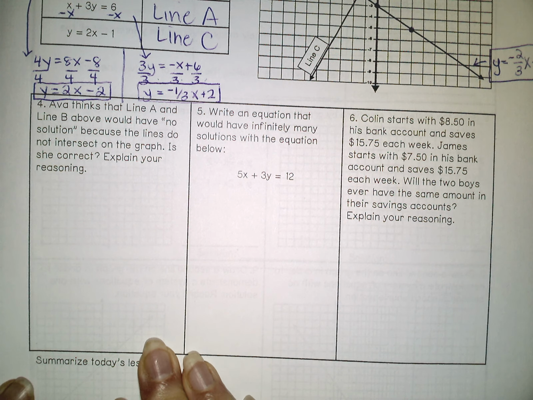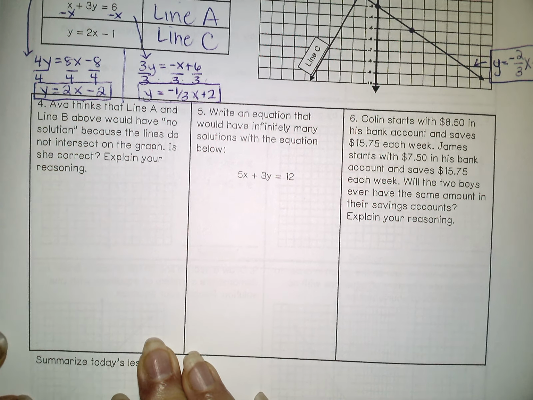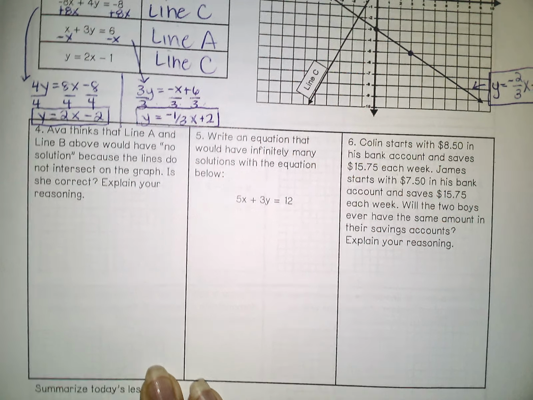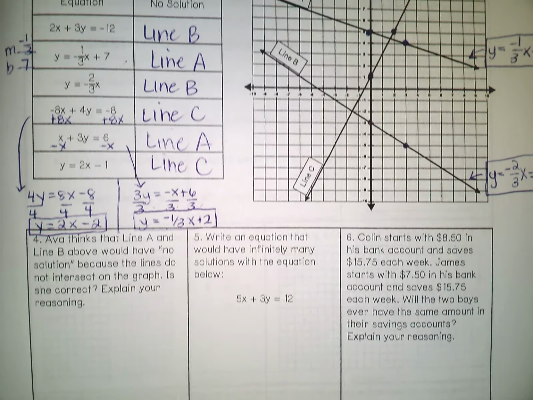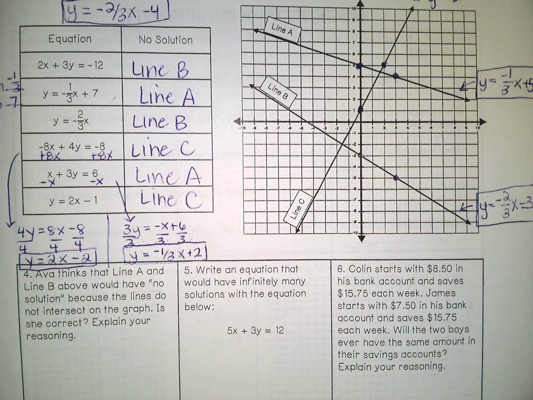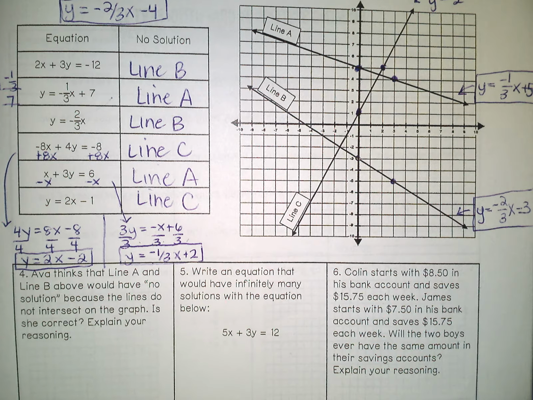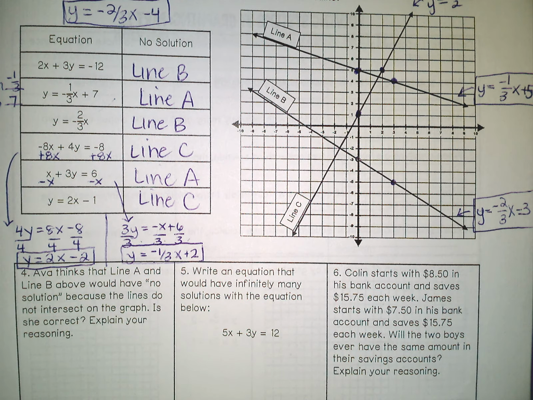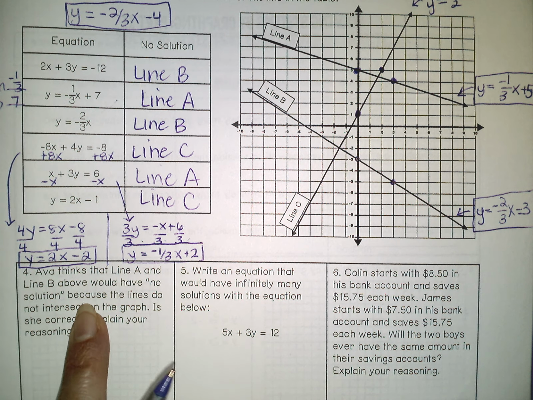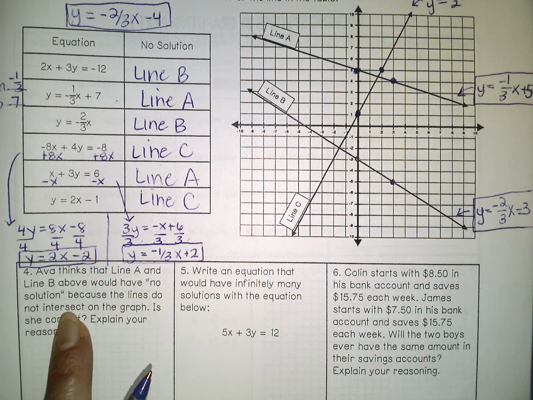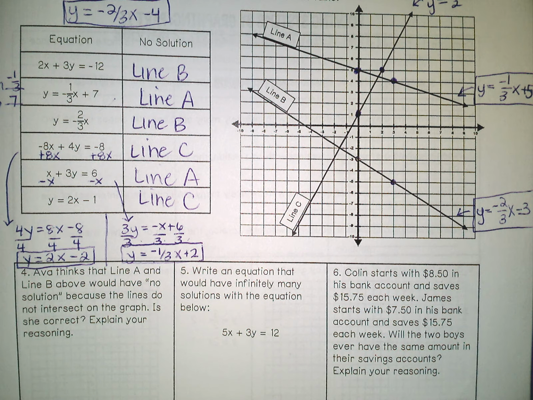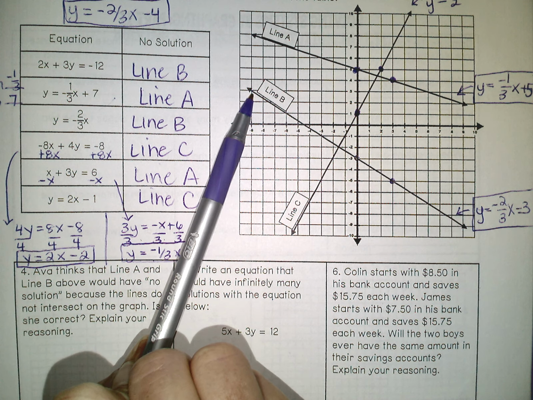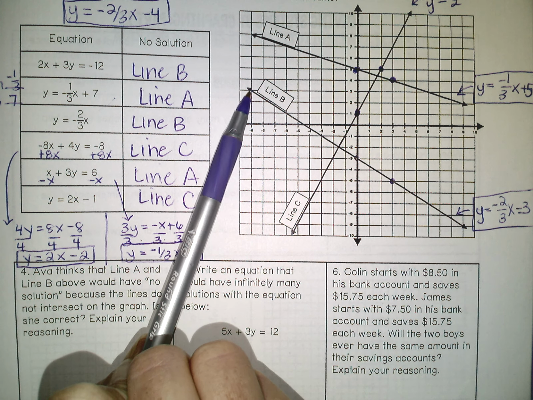Okay, 3 last questions here and then we're done for today. On number 4, Ava thinks that line A and line B above would have no solution because the lines do not intersect on the graph. Is she correct? Explain your thinking. So let's look at line A and line B on the graph. Do you think that these would have no solution? And her reasoning is because the lines do not intersect on the graph.